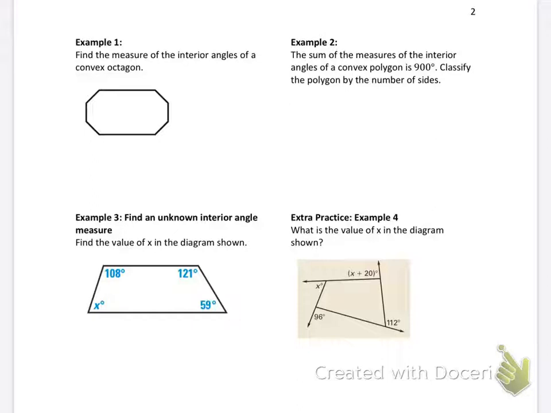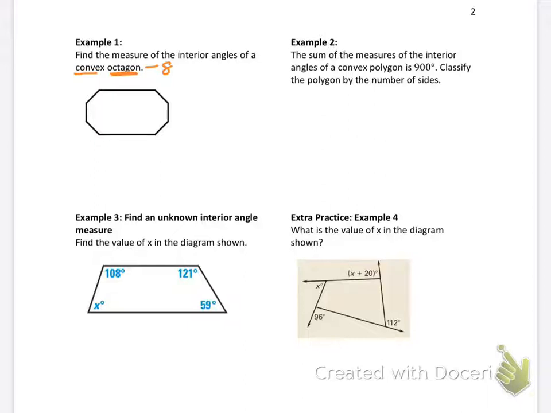So here's example 1. Example 1 asks us to find the measure of the interior angles of a convex octagon. Okay, do you agree it's convex? If you connect points, or diagonal, connect vertices, you're going to find that all your lines are inside. That's why it's convex. Okay, octagon. So we're going to need to remember these numbers. Octagon has 8 sides. Remember these names. 1, 2, 3, 4, 5, 6, 7, 8.